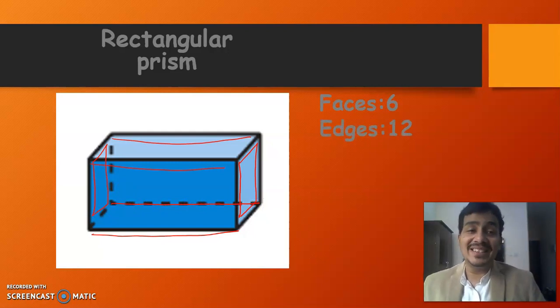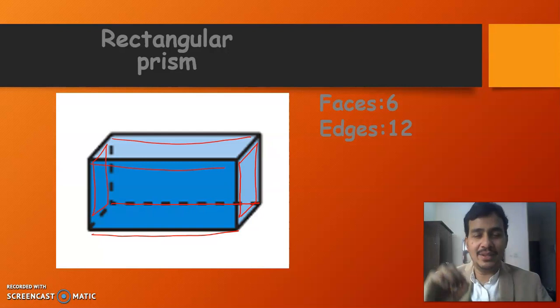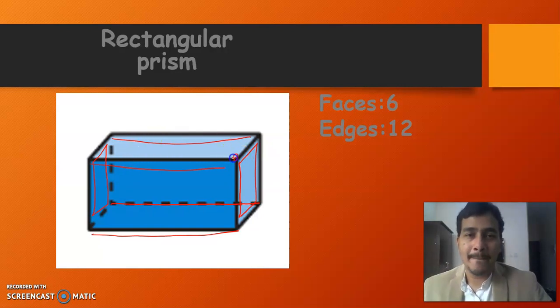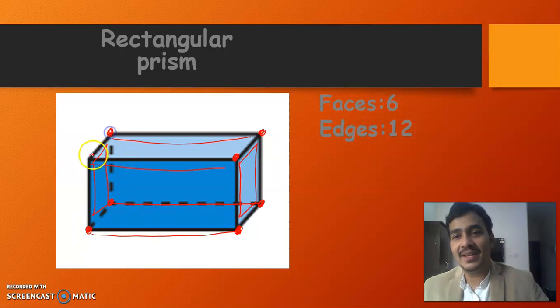How many vertices does it have? How many points can you see? Let's check it out. 1, 2, 3, 4. Then 5, 6, 7, 8.